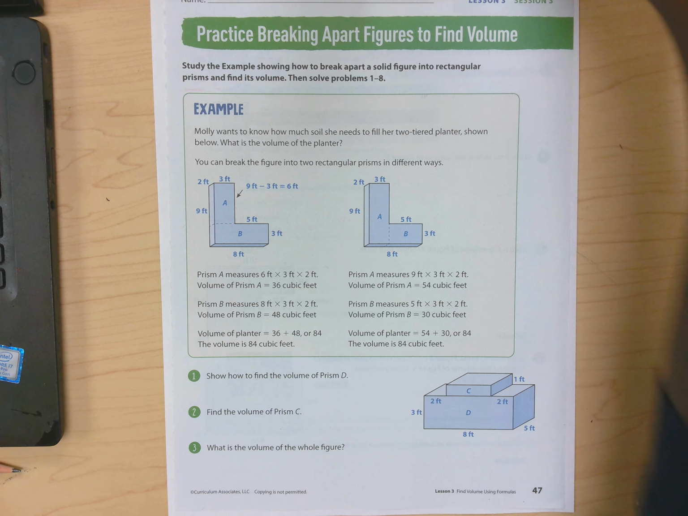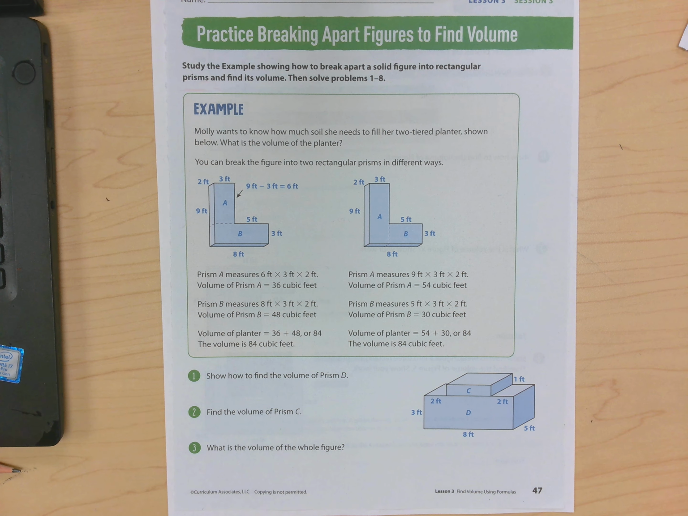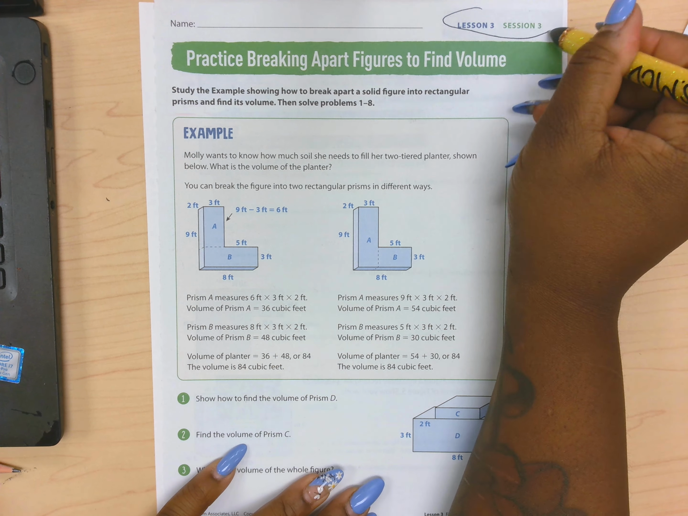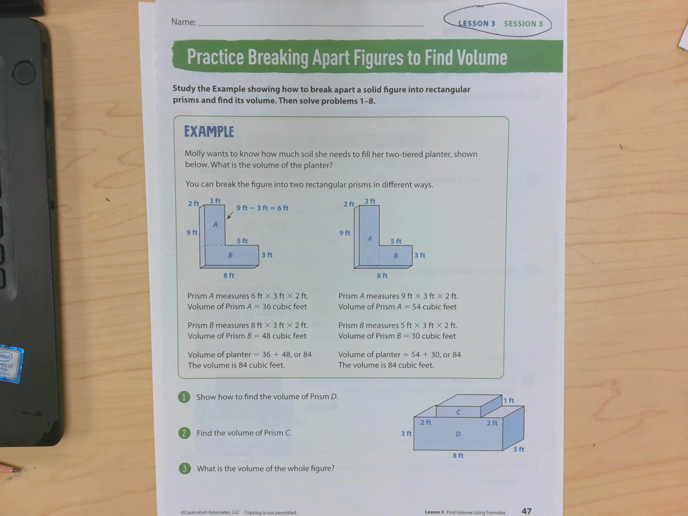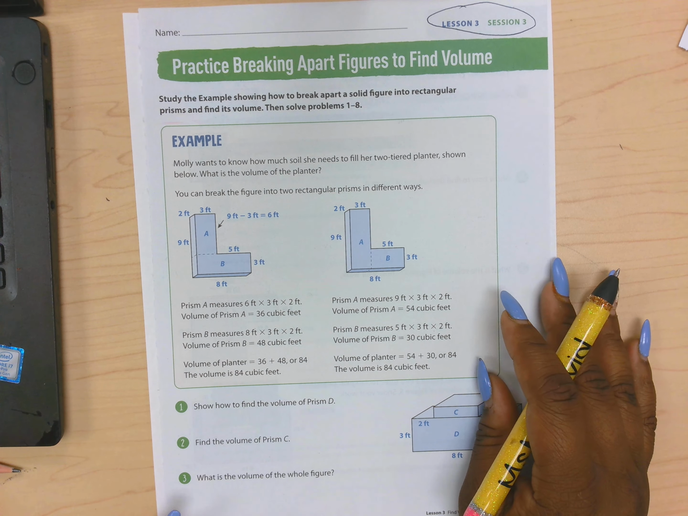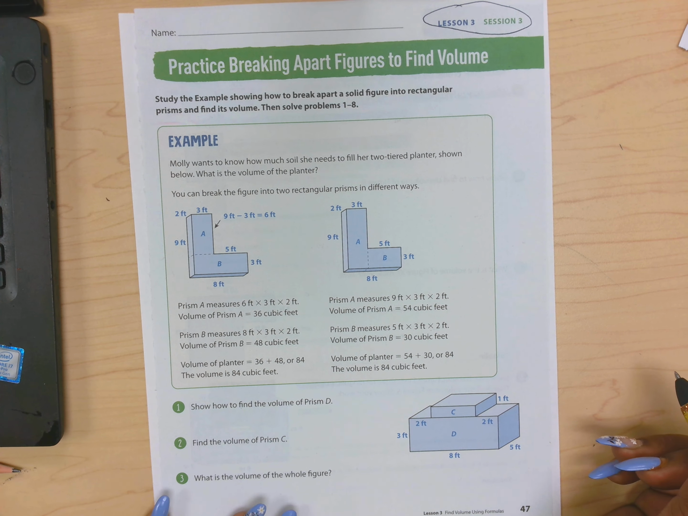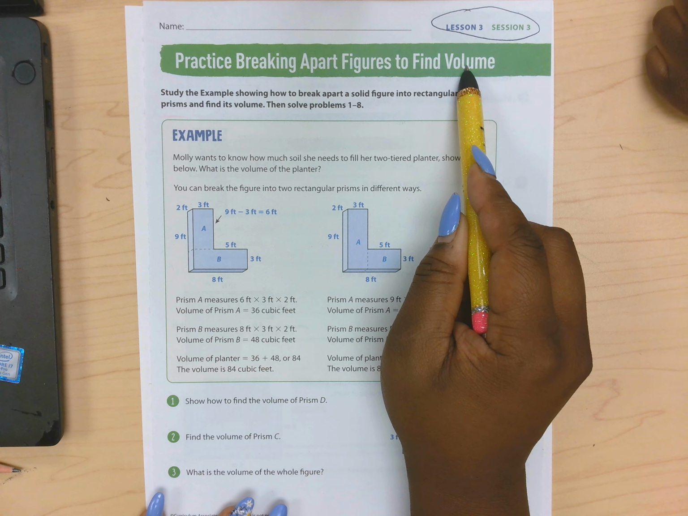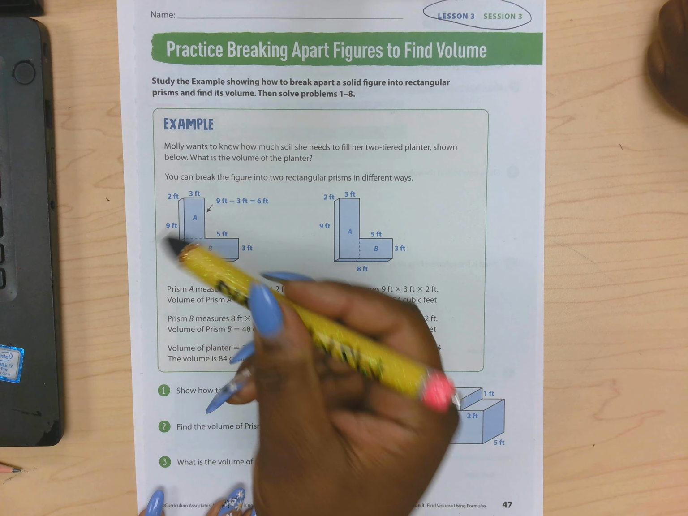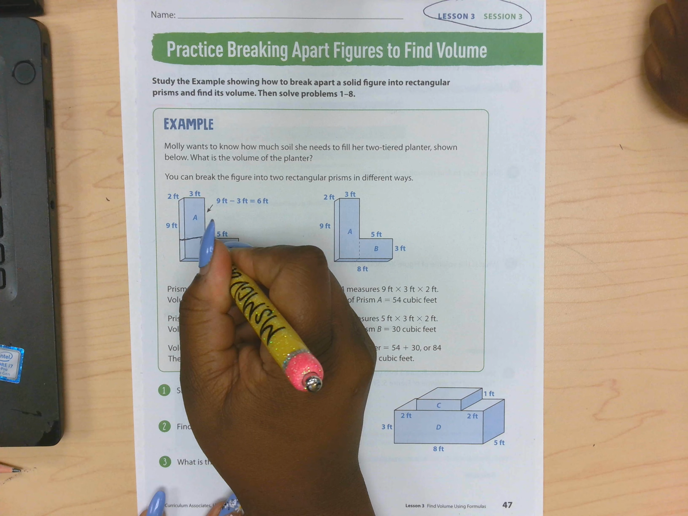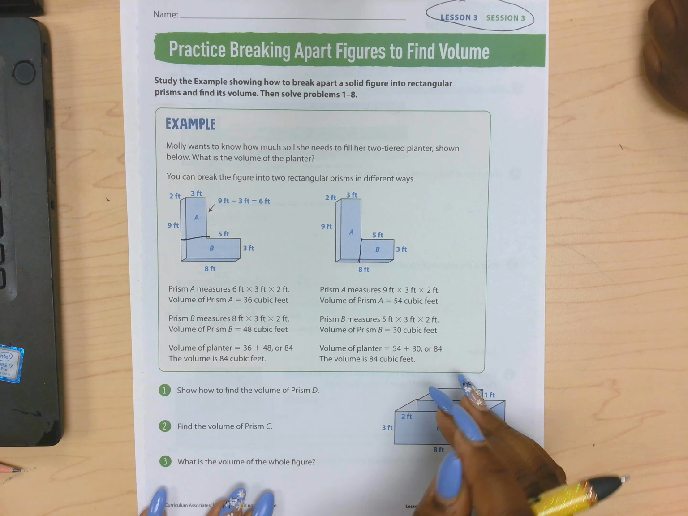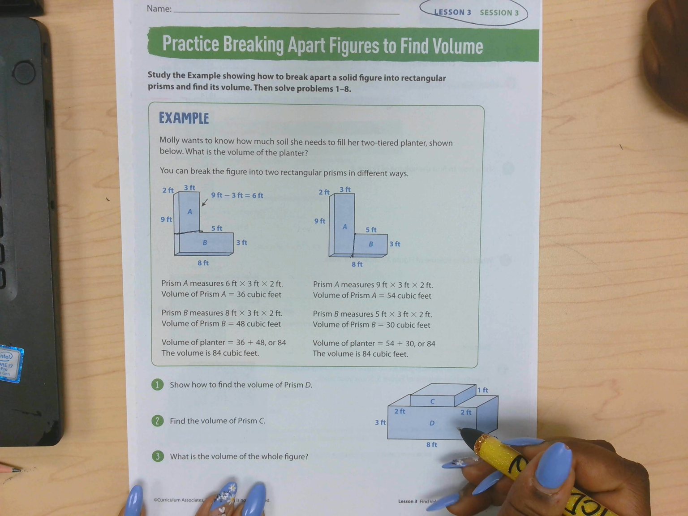Alrighty, we're gonna get ready to go over the homework. We are doing lesson 3, session 3. I have 4 of the students here after school, and we are working on getting our homework by practicing breaking apart figures to find volume. Now, these are the examples. We're going to be cutting our shapes in half, so we need to practice this down here.